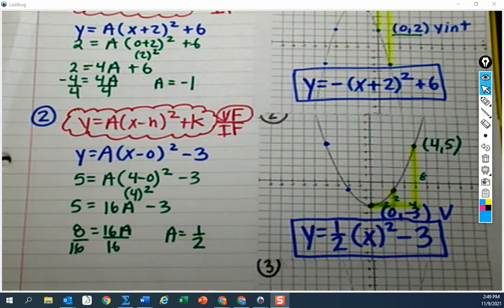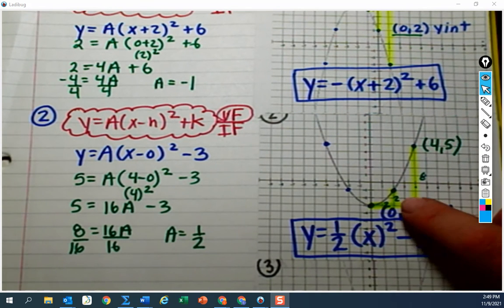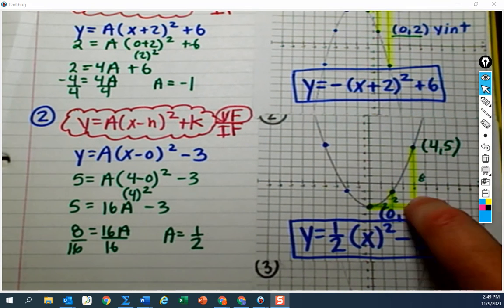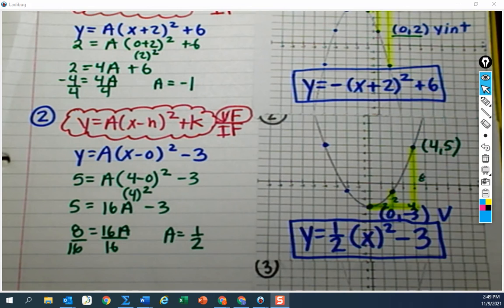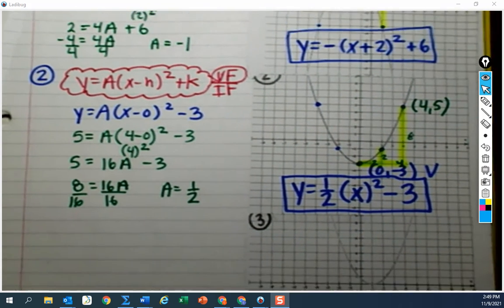No, it could be any of these points. I just picked 4 and 5 because they were both positive. You could have done 2 and -1. Any of those other points that you identify can be used.